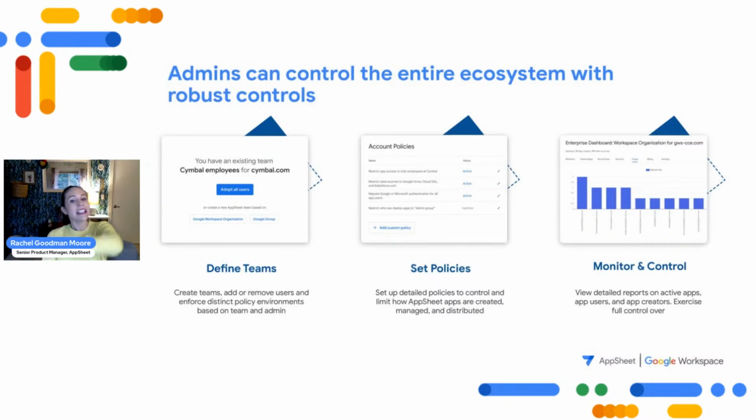Admins can control the entire ecosystem. So not just the individual apps that they create, but the entire ecosystem. And what that ecosystem is has changed a little bit over the last year. So I want to talk about that. But very broadly, they can control the entire ecosystem of where their organization's AppSheet apps are being created. They can define teams. Teams are groupings of users, so they can define who's in those teams. They can define what those teams can do via policies. And they can also monitor and control not just what's happening at the individual app level, but at the team level as well.